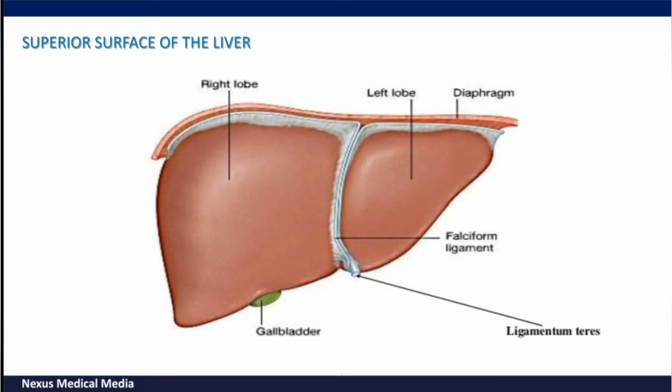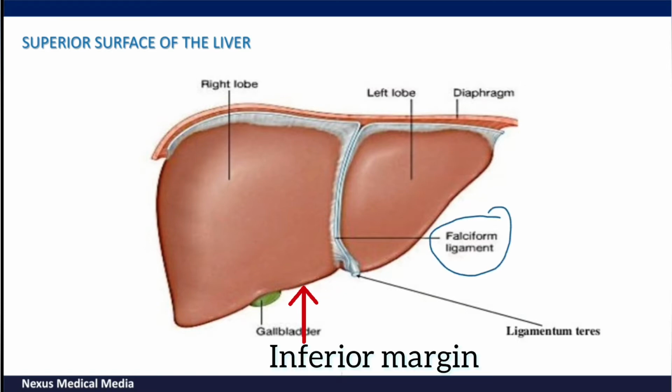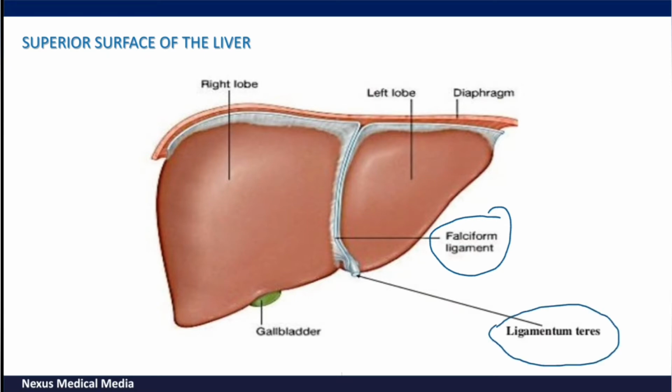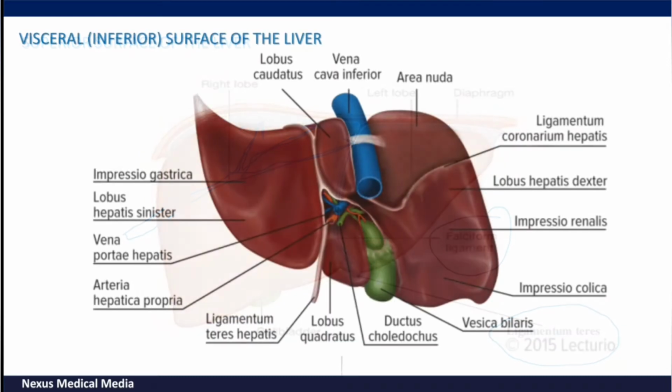Surfaces of the liver, right? So the liver has a superior surface, which is this view you are seeing right now, and the inferior surface, also known as the visceral surface. On the superior surface, you can see the falciform ligament here, which divides the liver externally into right lobe and left lobe. Here you can see the round ligament, ligamentum teres, and here you can see the coronary ligaments. In another view, I will show you these ligaments again.